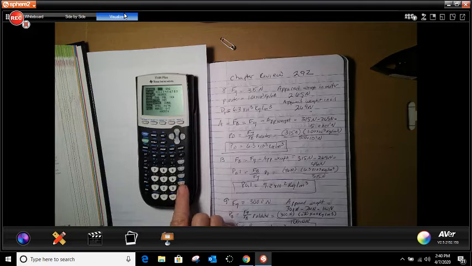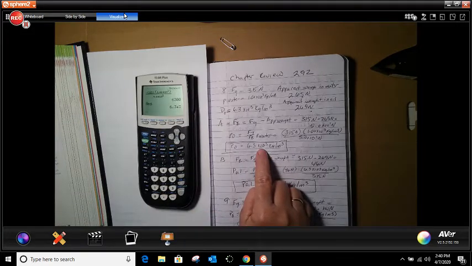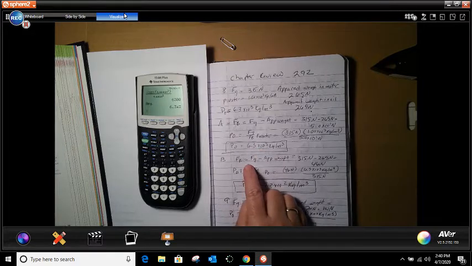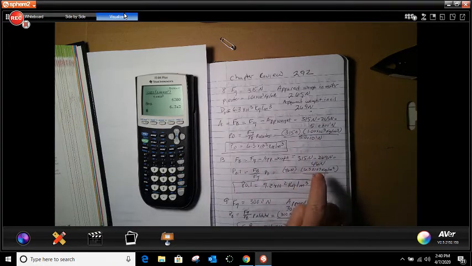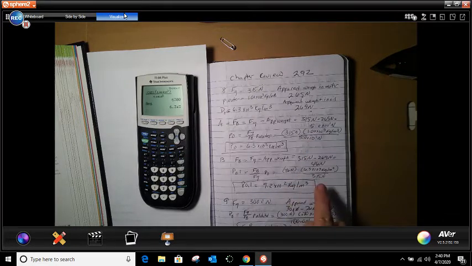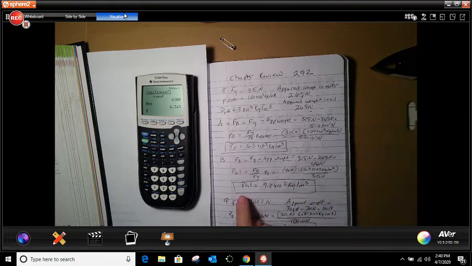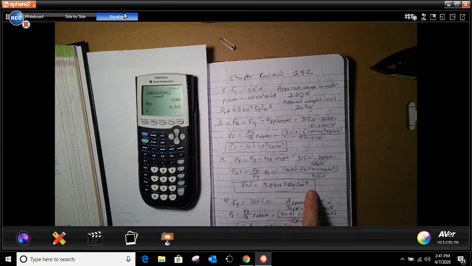But if we want to do it scientifically, we just do second answer, and that's 6.3 times 10 to the third. The next one is for B. We are actually trying to find the density of the oil. So we're going to do exactly the same thing we did here, except we're going to use the density of the oil instead of the density of the water. That gives us 9.2 times 10 to the second kilograms per meter cubed.